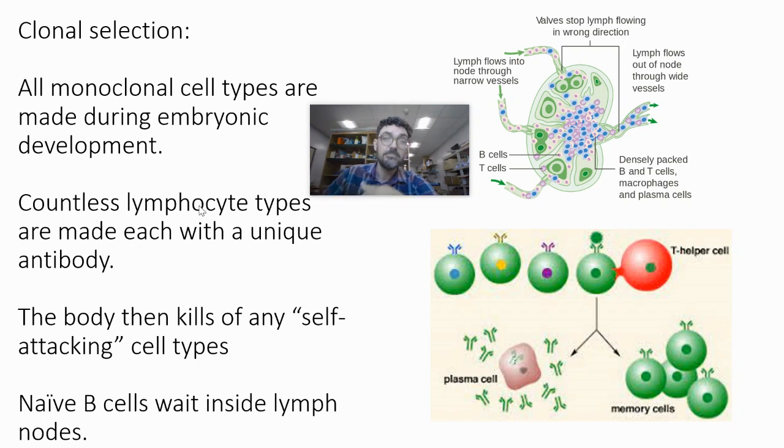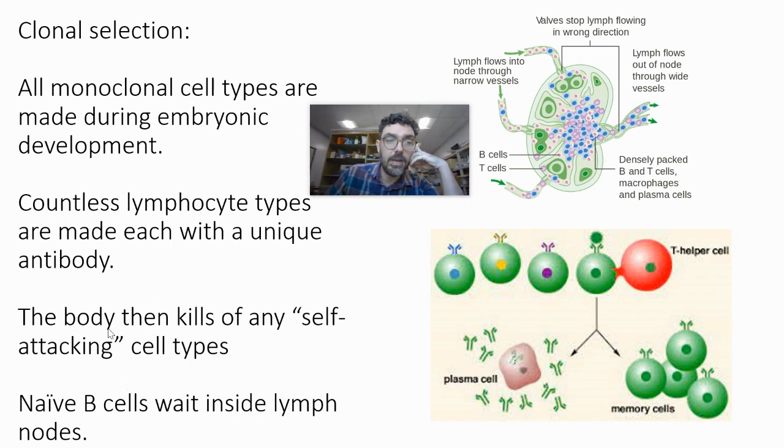And then, as development continues, you just make more and more types of B cells, including B cells that could attack your own cells. So then your body starts to kill off any B cells that might be attacking your own cells. And then everybody that's left over should be built to attack foreign cells, right? Because you've killed off all of your self-attacking B cells, leaving only B cells that are designed to kill pathogens.